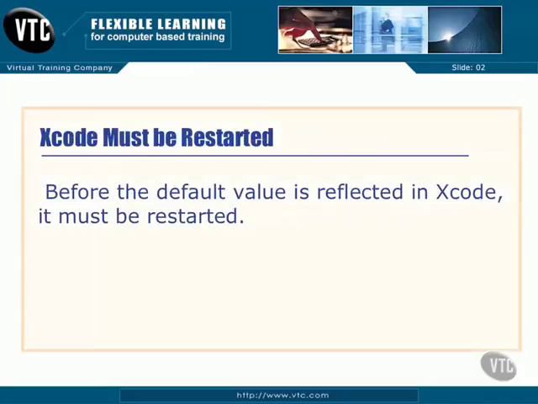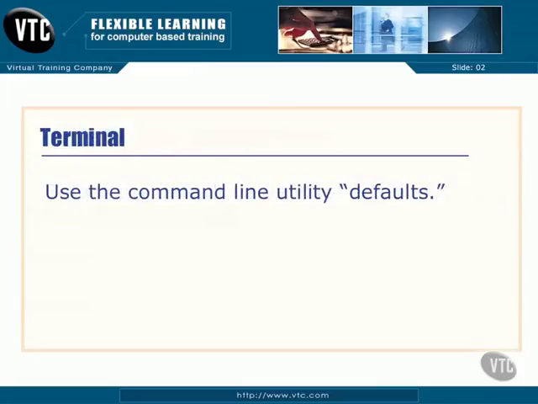Before the default value is reflected in Xcode, it must be restarted. It is a good practice to quit any application before altering its plist file with the defaults command. The actual variable in Xcode's plist file is organization name. It is part of the PBX custom template macro definitions dictionary.